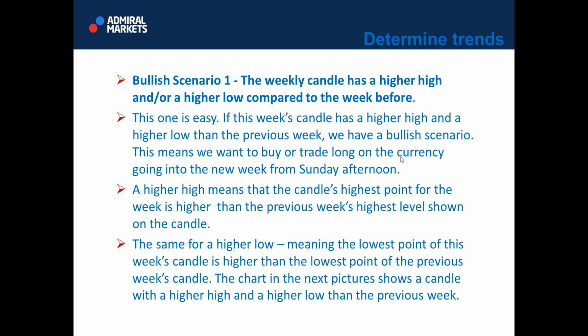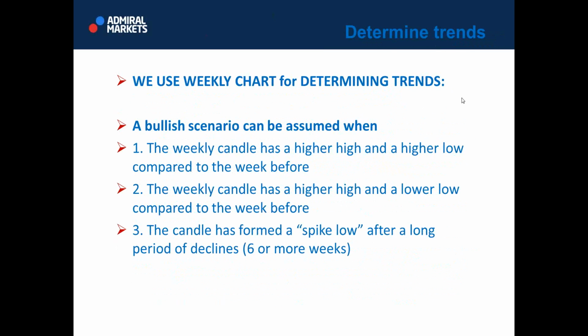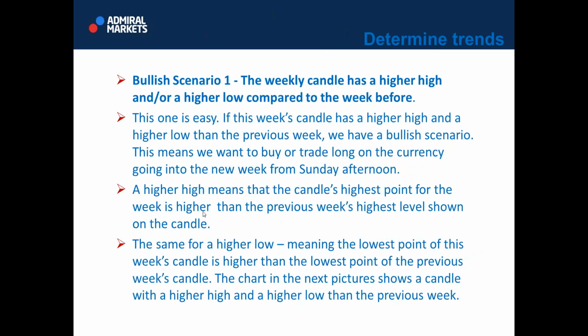This means we want to buy or trade long on the currency going into the new week from Sunday afternoon. So this is for determining the trend. The first rule in this system is to determine the trend. A higher high means that the candle's highest point for the week is higher than the previous week's highest level shown on the candle. The same for a higher low, meaning the lowest point of this week's candle is higher than the lowest point of the previous week's candle. The chart in the next pictures shows a candle with a higher high and a higher low than the previous week.